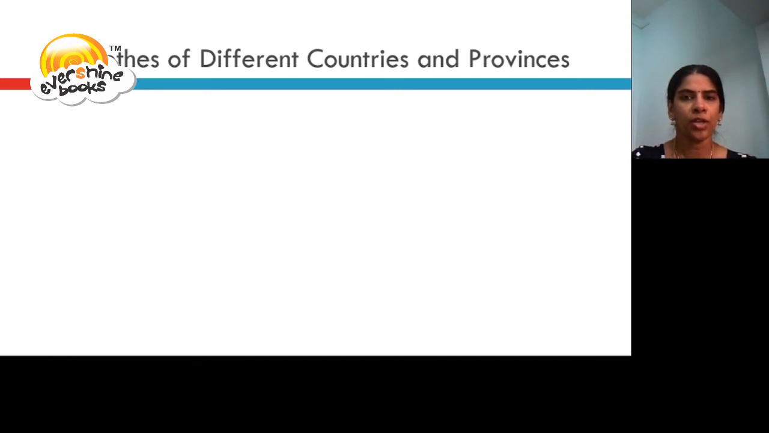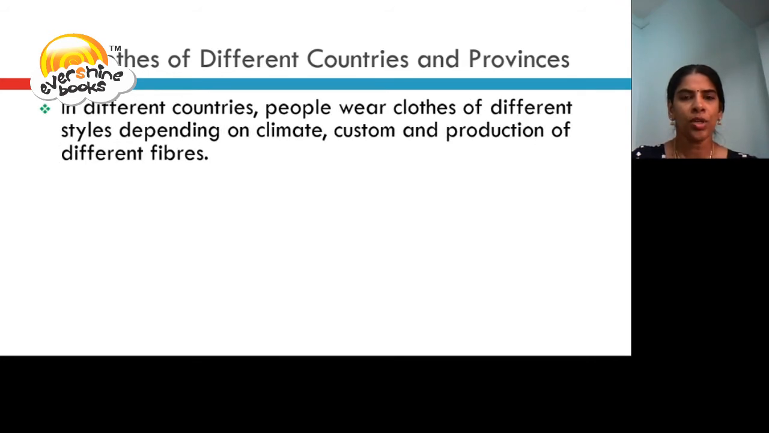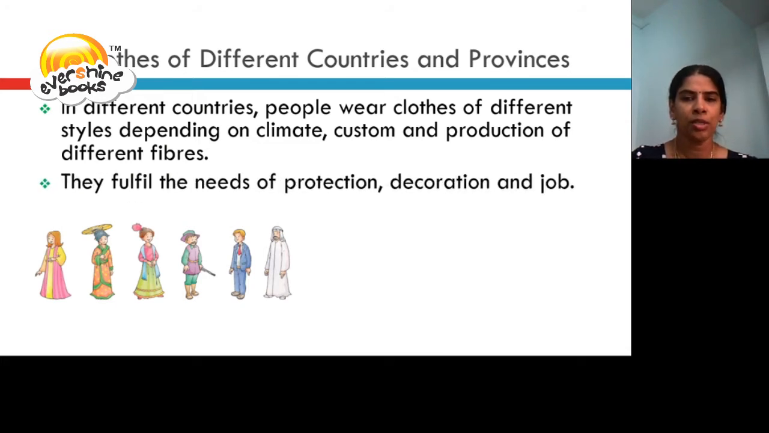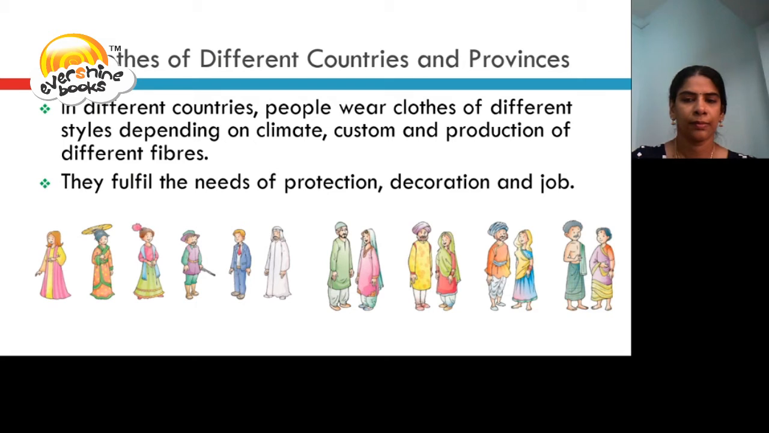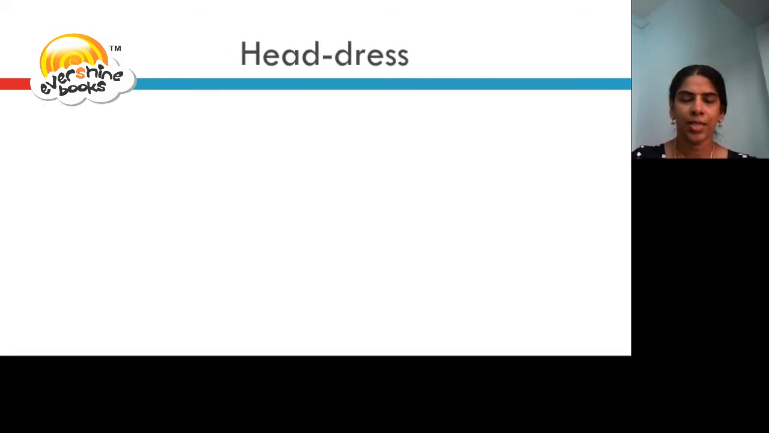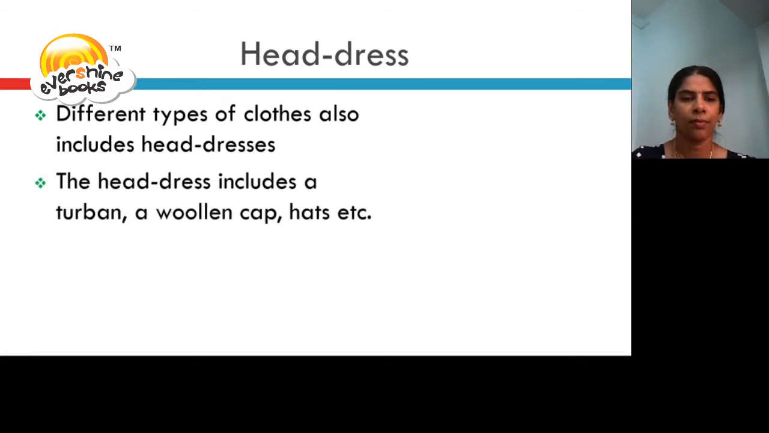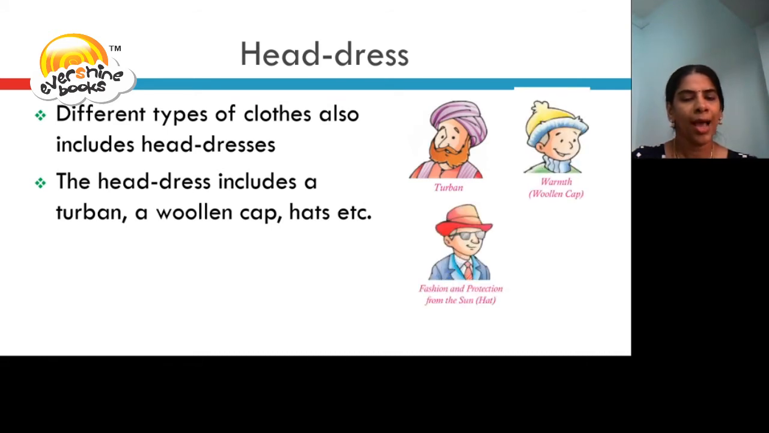Different clothes are worn in different countries and provinces. In different countries, people wear clothes of different styles depending on climate, custom, and production of different fibers. They fulfill the need of protection, decoration, and job. Headdress. Different types of clothes also include headdresses. The headdress includes a turban, a woolen cap, or hats.